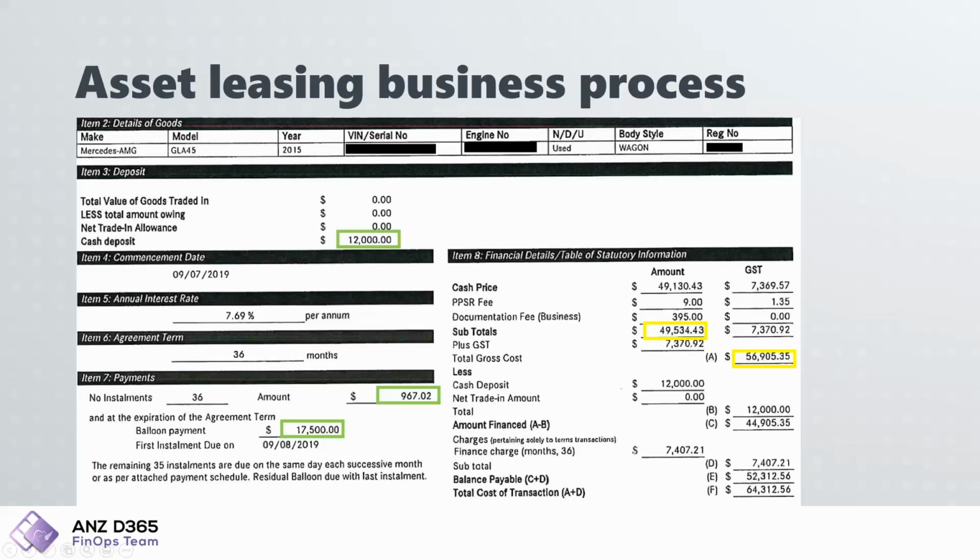So my ROU value would be 49,534.43, whereas the actual value of this particular asset is 56,905.35.